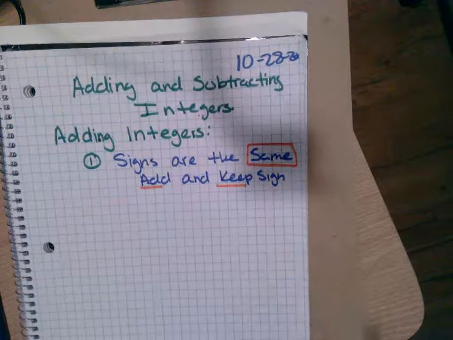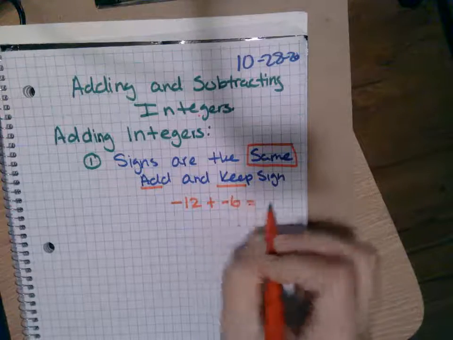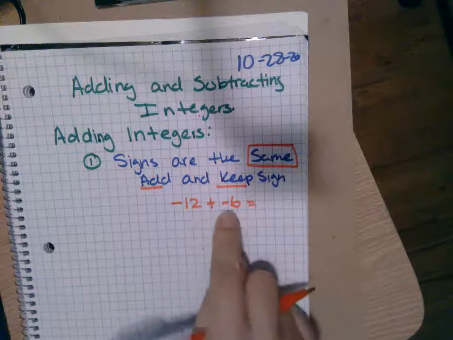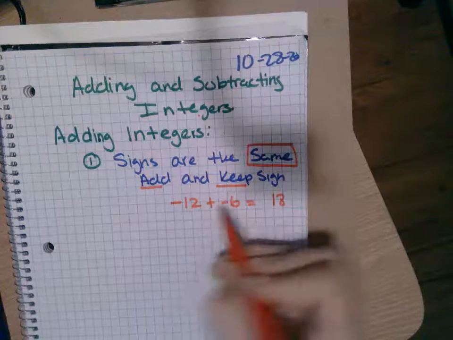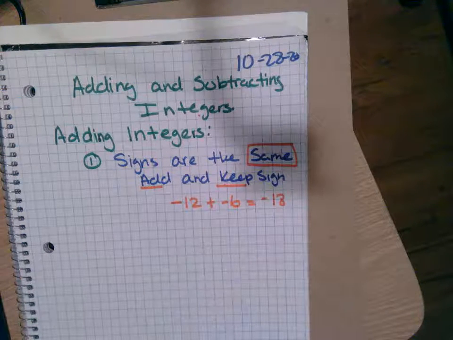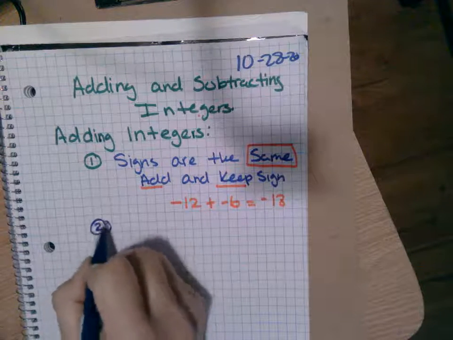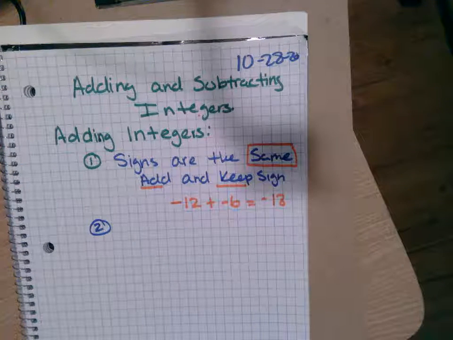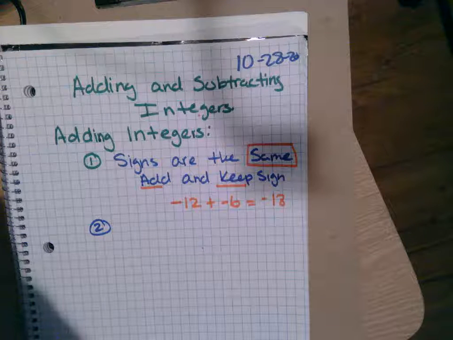Very good. For example, if it's negative 12 plus negative 6, you see how the signs are the same? So you would add them. You get 18, and then you keep the sign. Because they're the same, you're going to keep that sign. All right, what's rule number 2? Who can tell me? Rule number 2.